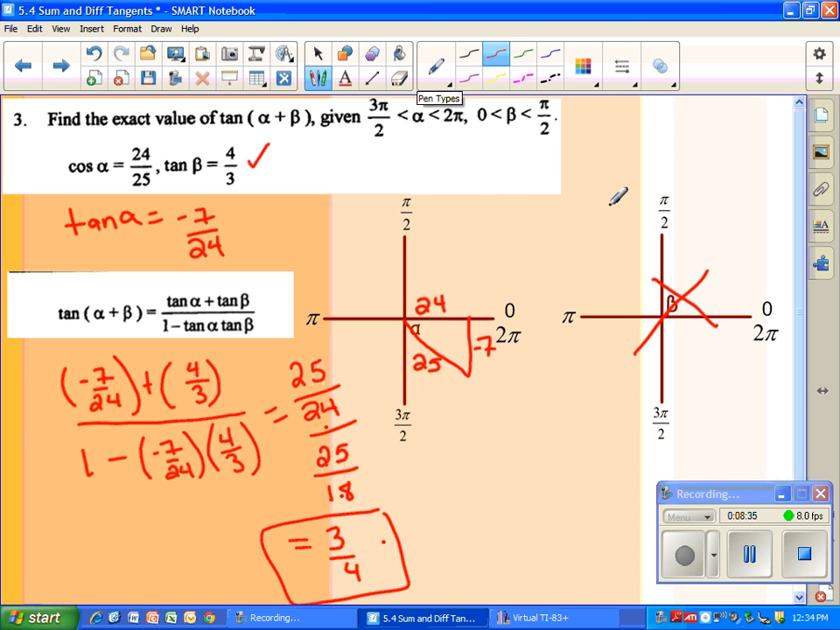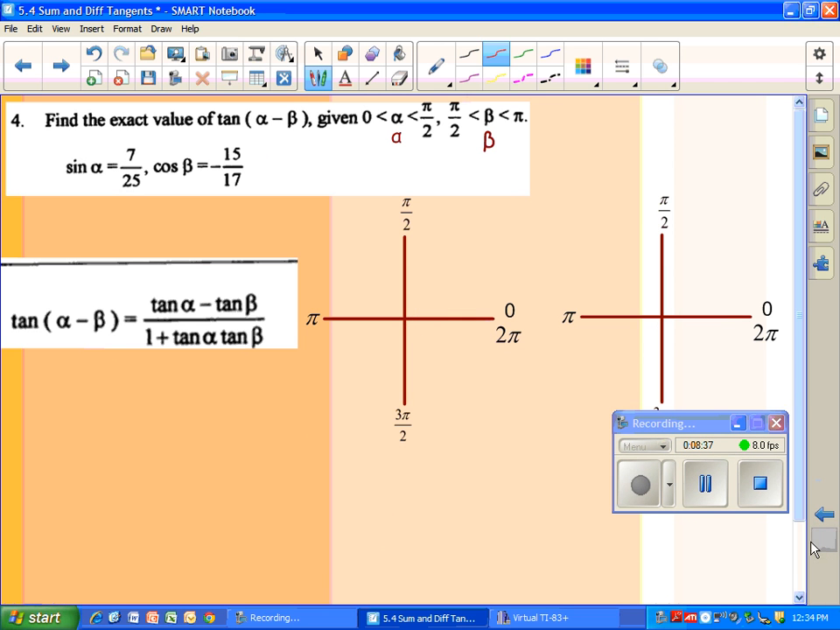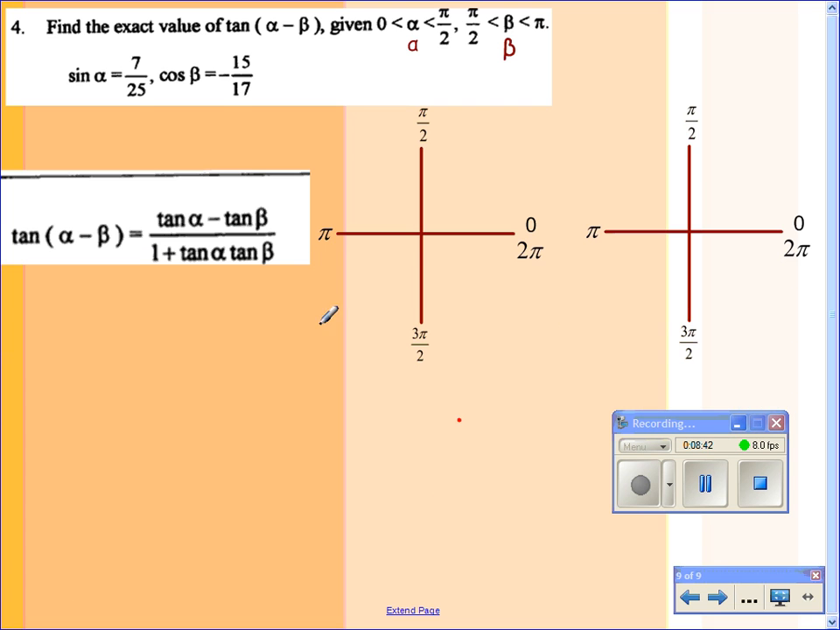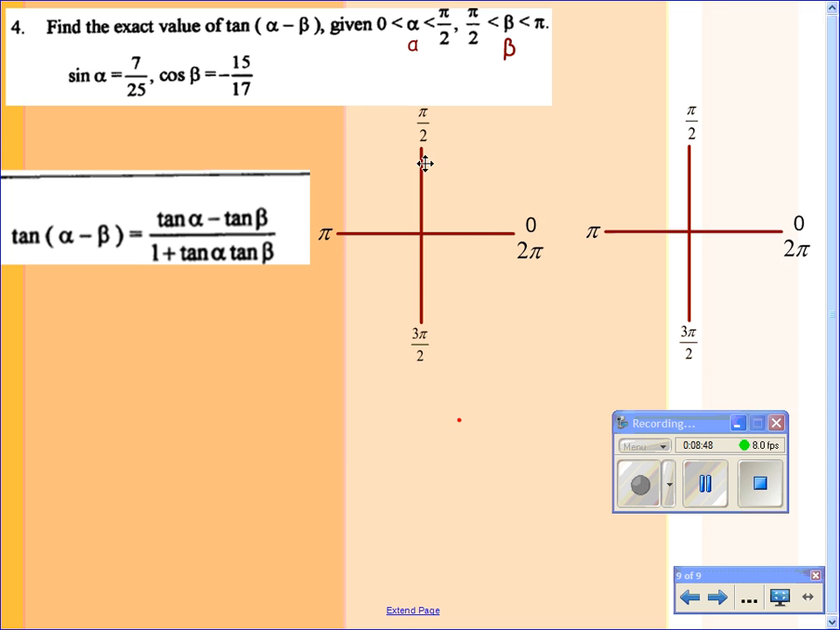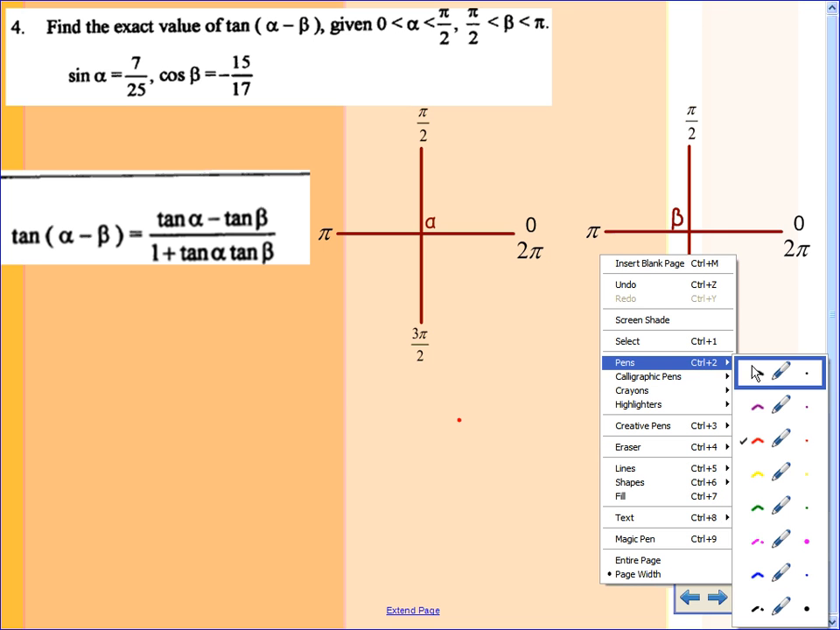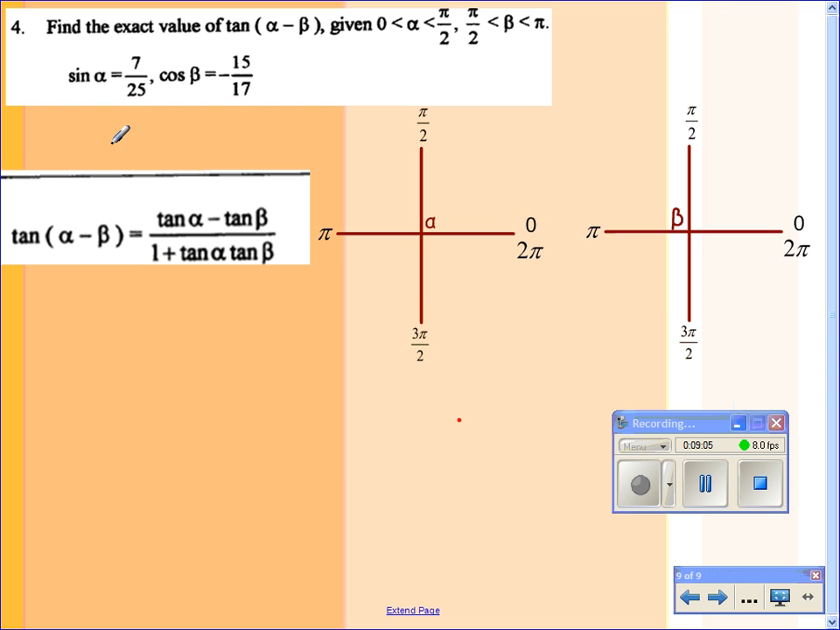All right. Last but not least, we have to do example 4. Find the exact value of tangent of alpha minus beta, and it tells us that alpha is between 0 and pi over 2, so alpha is going to be in quadrant 1, and beta is between pi over 2 and pi, so beta is in quadrant 2.